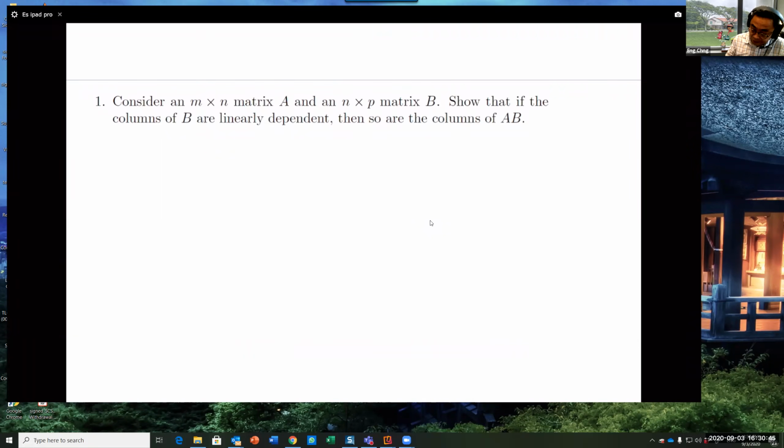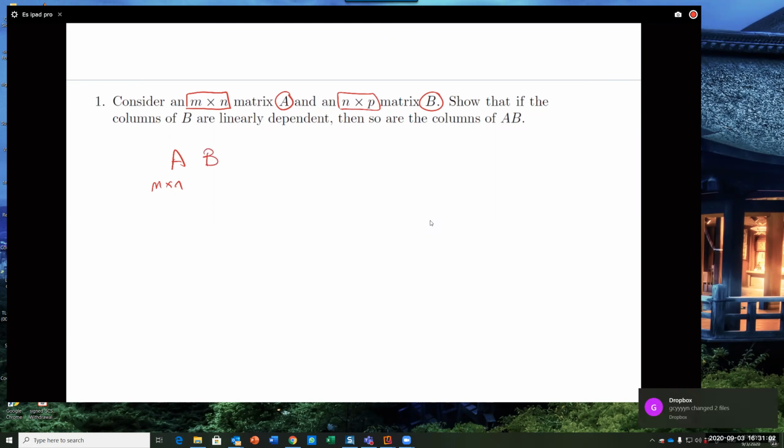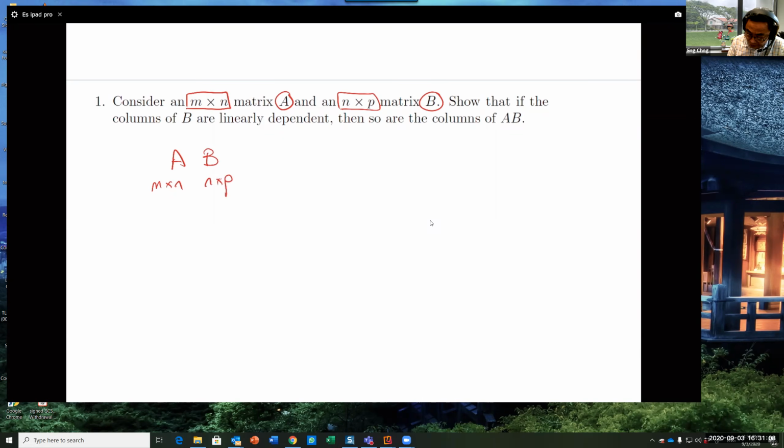So let's examine the first question. We are given a matrix A that is not square. So we have an m by n matrix. And we have a matrix B that is also not square. So this is an n by p matrix. And basically, as you know, for matrices to multiply, this guy's column size must match this guy's row size. And since it matches, then fine. We are left with a matrix C that is m by p.